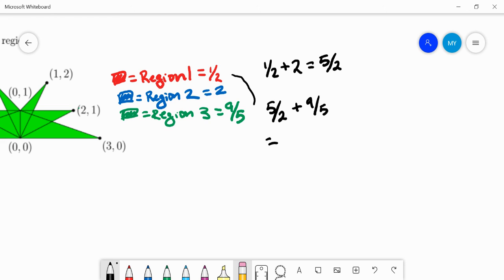Well, that's just, let's see, 25 over 10 plus 18 over 10. And when we add these, this is 43 over 10, or 4.3. And we're done.